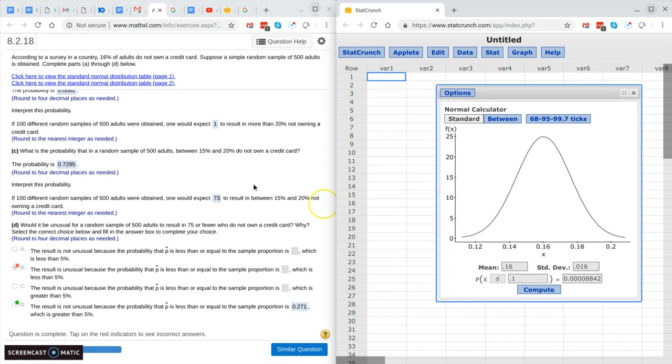Okay, so I hope that explains this a little bit. It's really just calculating the probability of getting 75 out of 500 adults in a sample that do not own a credit card, and then just comparing that to 5%. Is it greater or is it less than 5%? If it's greater, we say, hey, that's usual or that's fairly typical. If it's less, then we say that's unusual. So I hope that helps a little bit.